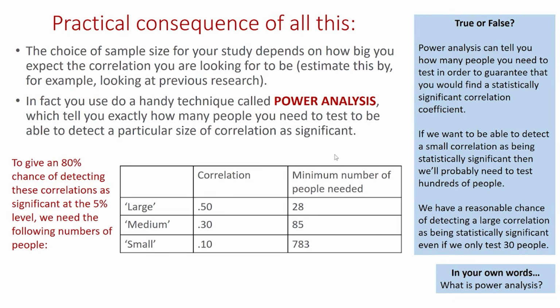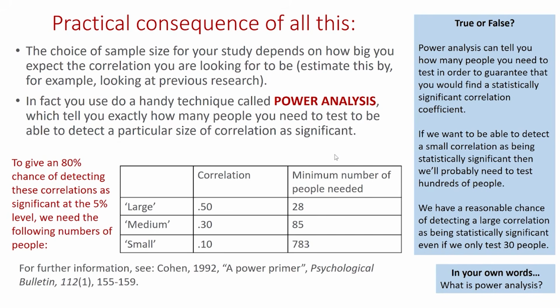To give an 80% chance, which we're just going to say is a reasonable chance, of detecting these particular correlations as being significant at the 5% level, we need the following numbers of people. So for a large correlation, which has historically been defined as a 0.5 correlation, we need 28 people in our sample. To detect a medium-sized correlation, historically a 0.3 correlation is classed as medium, we need 85 people. But to detect a small correlation, that's 0.1, we need nearly 800 people. So you can see it jumps up substantially the closer you get to 0.